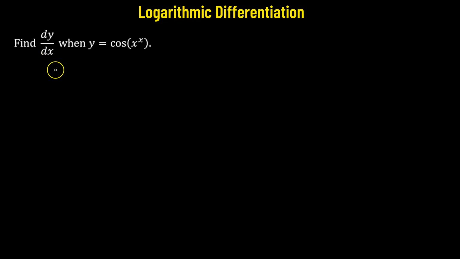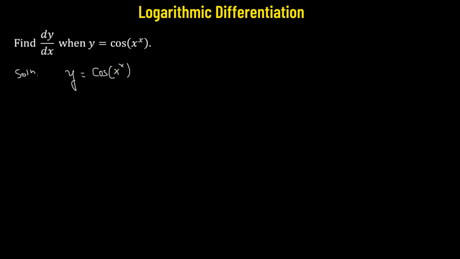We need to obtain the value of the derivative of y with respect to x whenever y is given by cosine of x raised to the power of x. Let's begin. So here we have y given by cosine of x raised to the power of x.